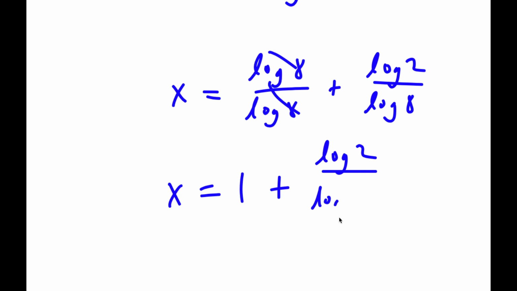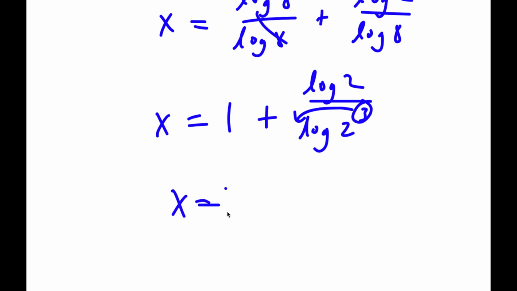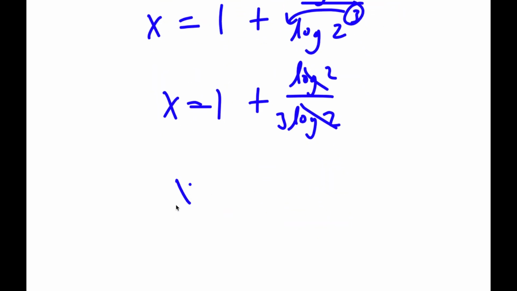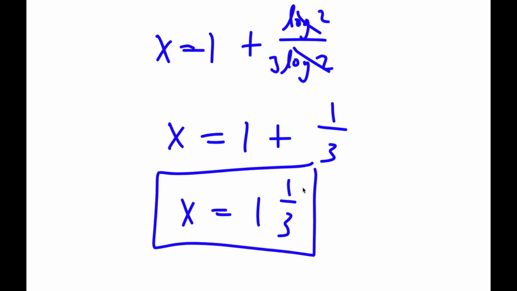This is the same thing as log 2 to the power of 3. And now remember, I can move my exponent to the front, so now I have 1 plus log 2 over 3 times log 2. Now these two log 2's can simply cancel out. So now I have x is equal to 1 plus 1 over 3, which is equal to 1 1/3. So this is my answer.